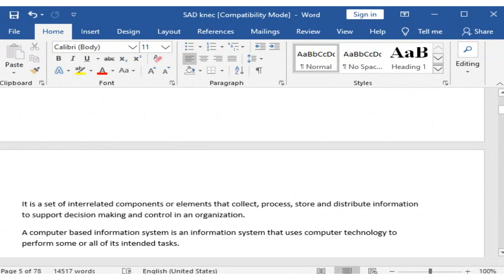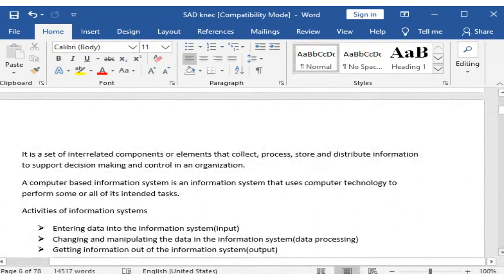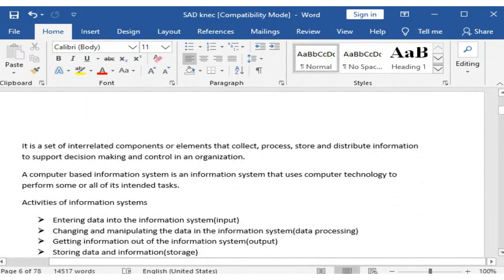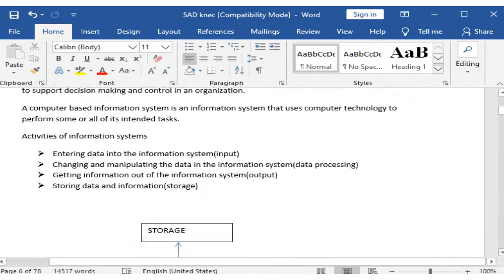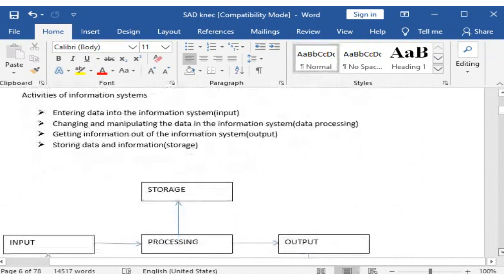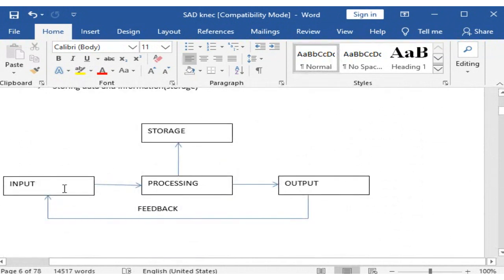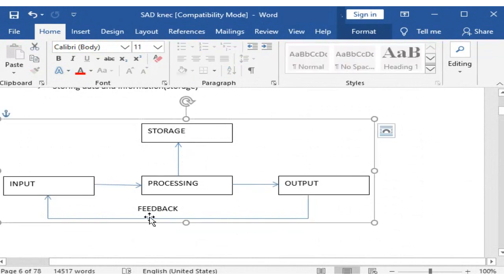Now, a computer-based information system is an information system that uses computer technology to perform some or all of its intended tasks. Activities of an information system: entering data into the information system, that is the input; changing and manipulating the data, that is data processing; getting information output of the information system; and storing data. We have the input, it processes, it outputs, and stores. And in between, it gives you the feedback.